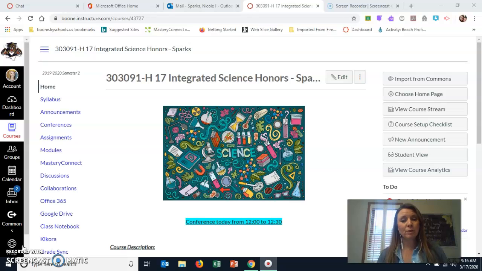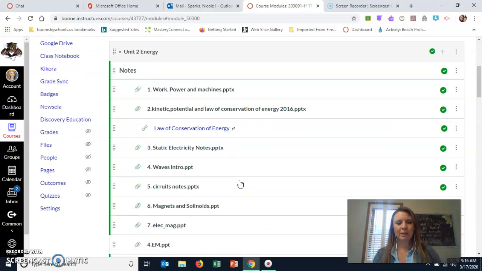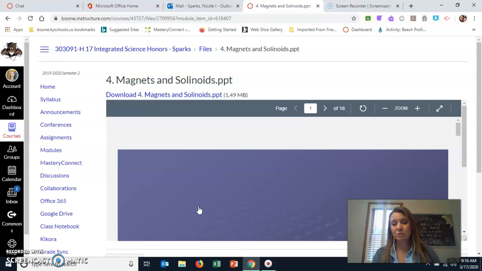So today we're going to build on that just a little bit. Unfortunately, we'll be able to look at the lab online with Faraday, but the idea is that Faraday's law suggested that when you have an electrical current, you also have a magnetic field, and that's what we're going to visit today. So I am going to go down to our energy unit, and that's going to populate into our notes where I want to go into magnets and solenoids. We looked at this yesterday with the magnet aspect. Now we're just going to go back and look at how this applies with our solenoids.